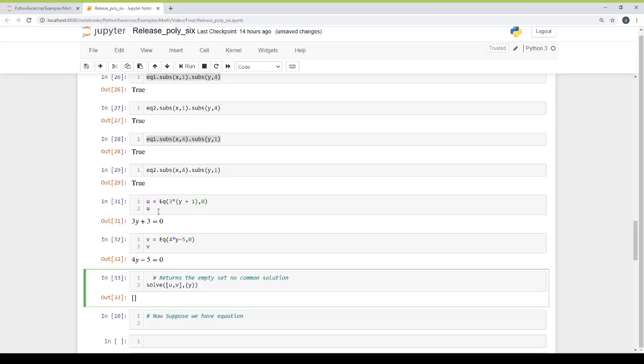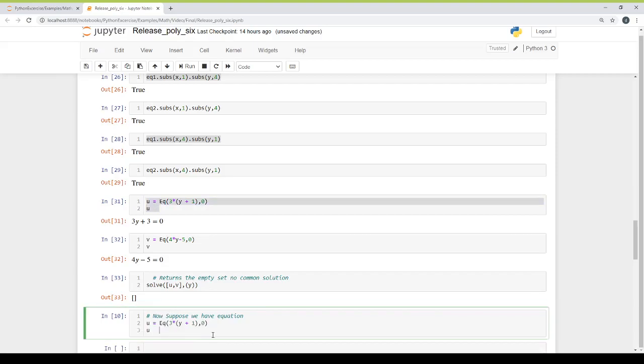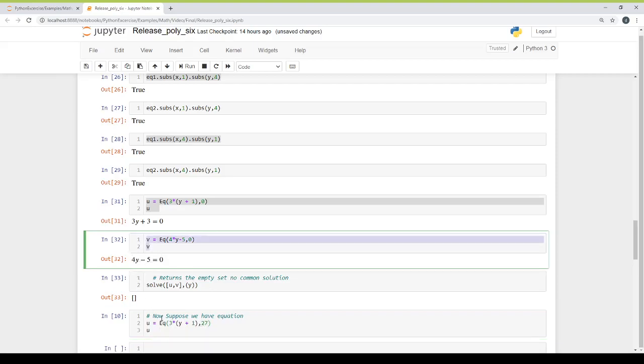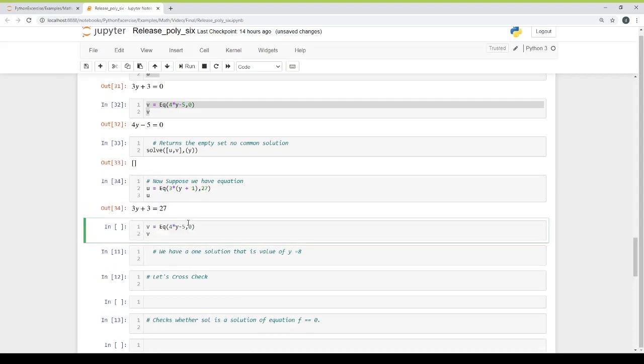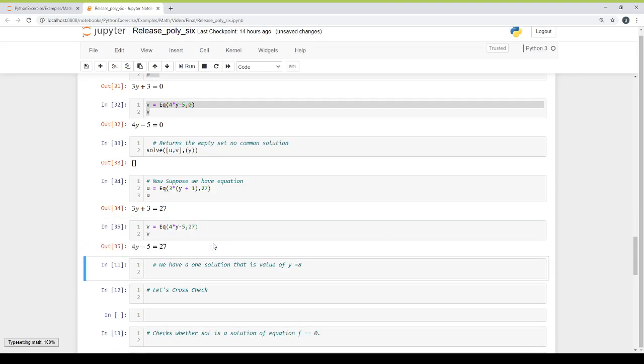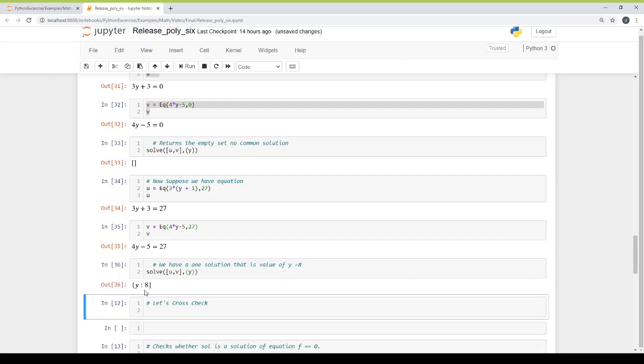Suppose we have an equation u is equal to this, with the right hand side equal to 27, and equation v, shift enter, 4y minus 5 is equal to 27. We have one solution, that is the value of 8. How to get that value? Solve u comma v comma y, shift enter, value of 8.